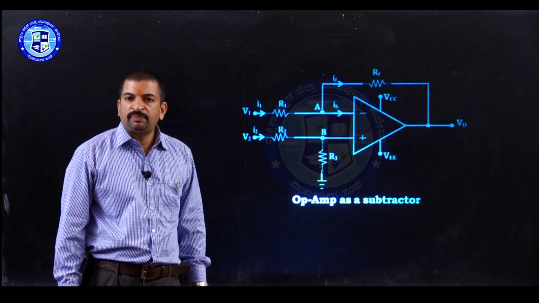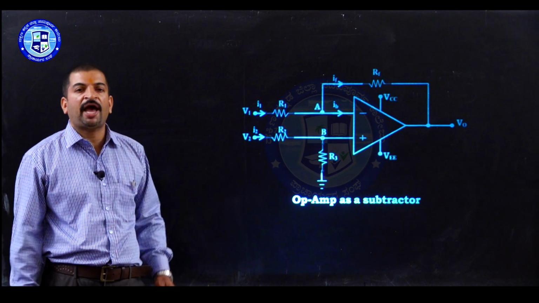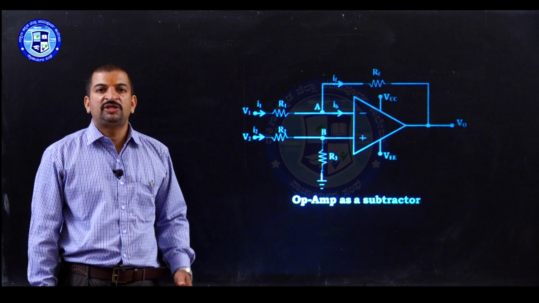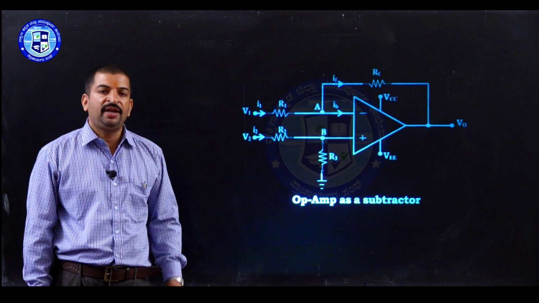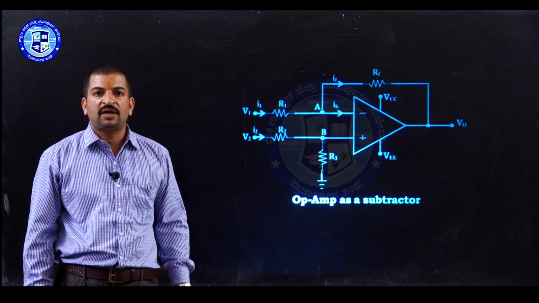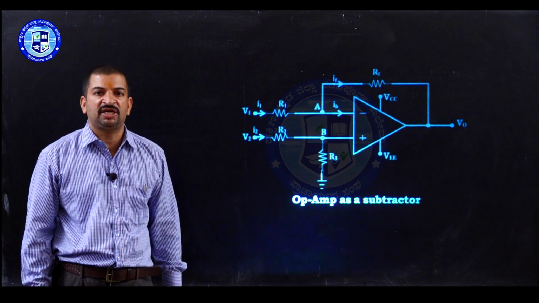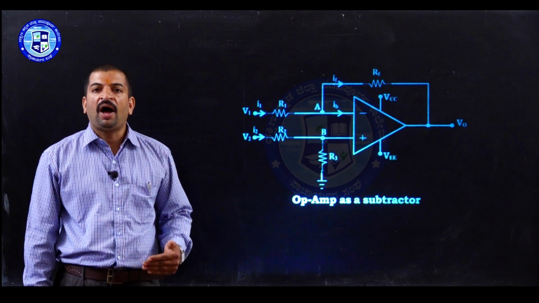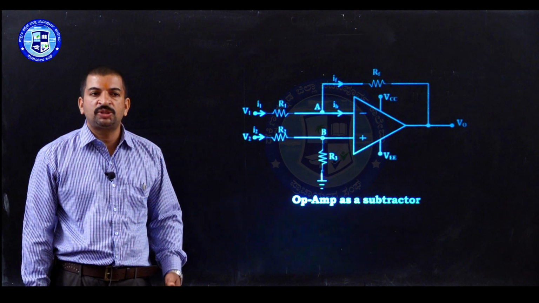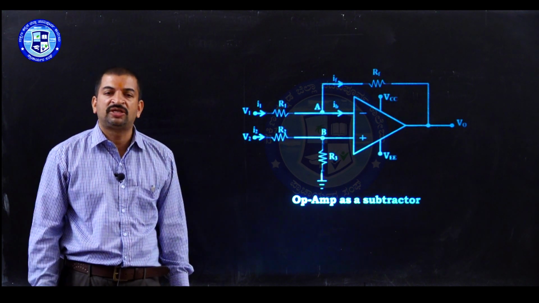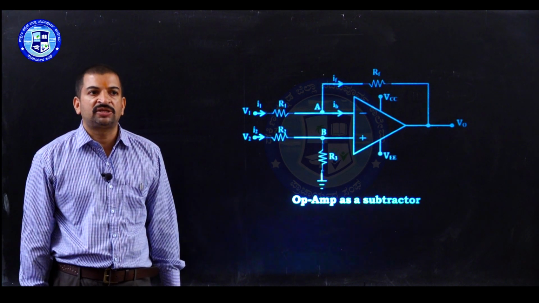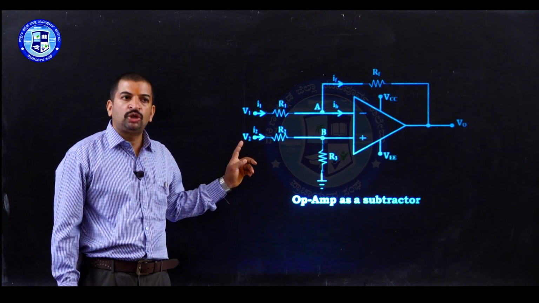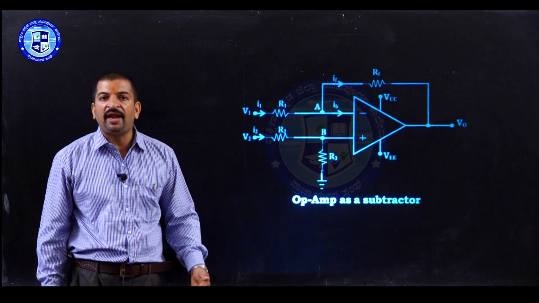Now the expression for the output voltage can be obtained by using the superposition theorem. The superposition theorem states that in any linear bilateral network consisting of fixed sources and resistances, the voltage across any specified terminal is equal to the algebraic sum of the voltages caused by individual voltage sources acting alone while other sources are non-operative. In this circuit, we have applied two input signals, namely V1 and V2.